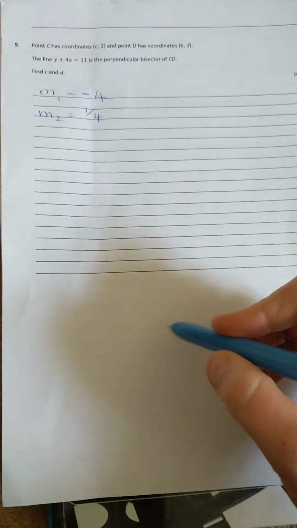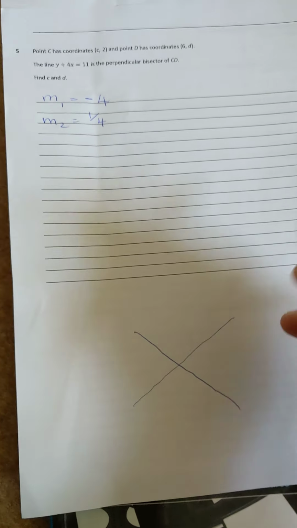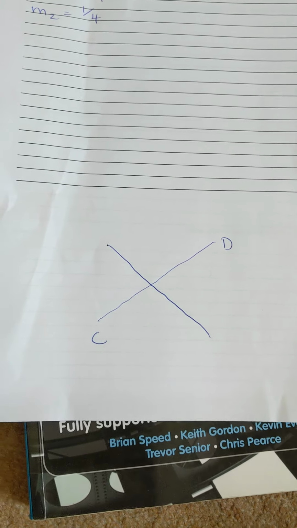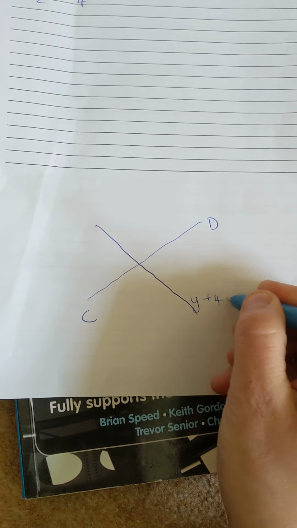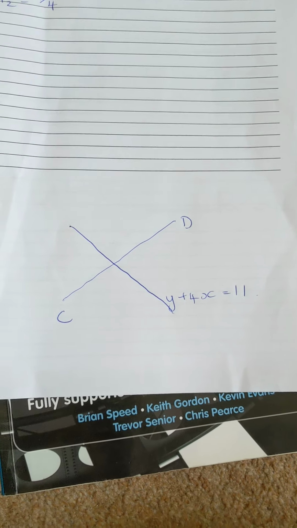If I imagine the two lines, I have one with a gradient of negative 4 and one with a gradient of a quarter crossing at right angles. This is just a complete sketch, and that's the line CD. This is the line y plus 4x equals 11. This is just a sketch. It is not meant to be accurate.